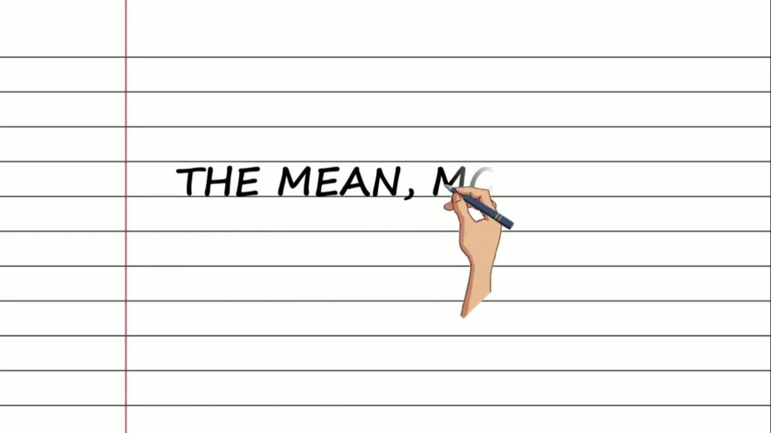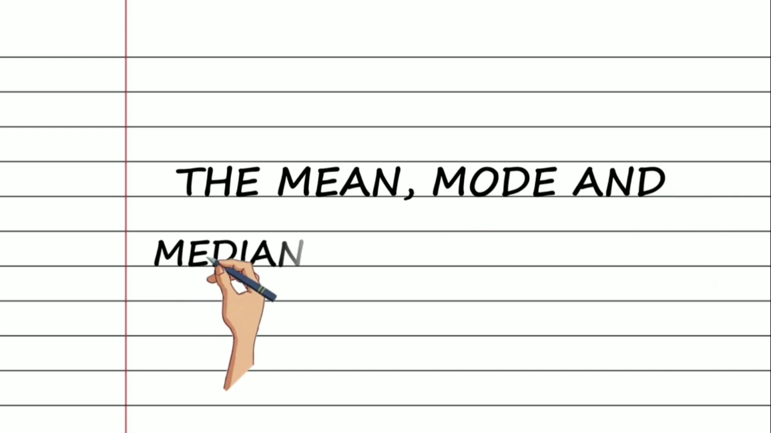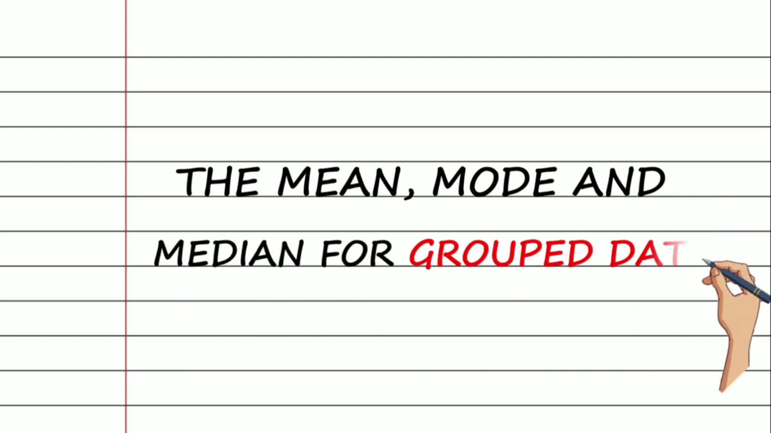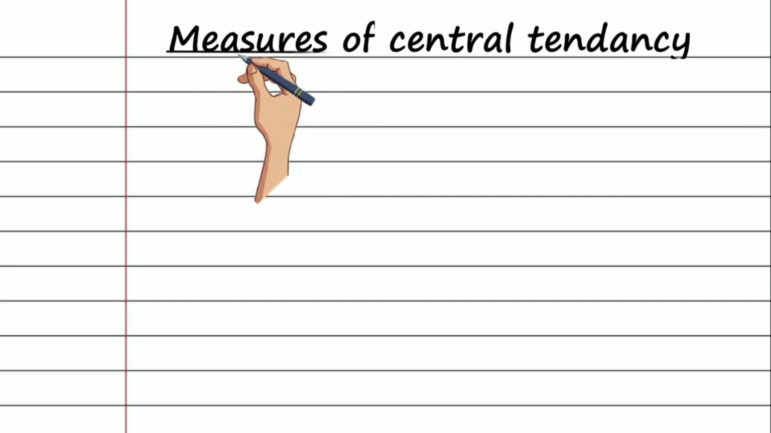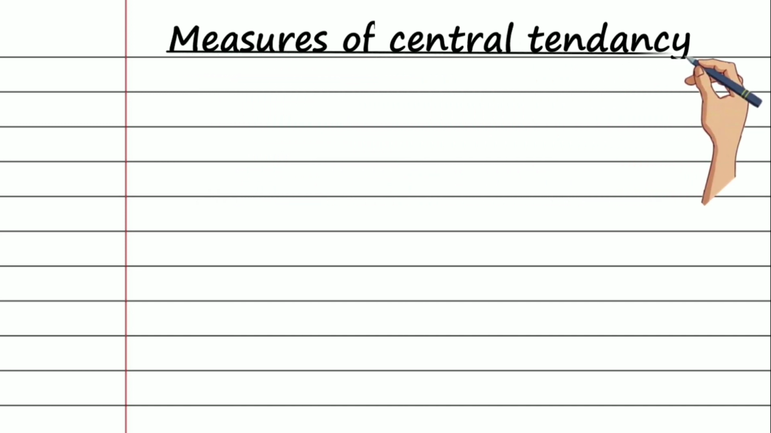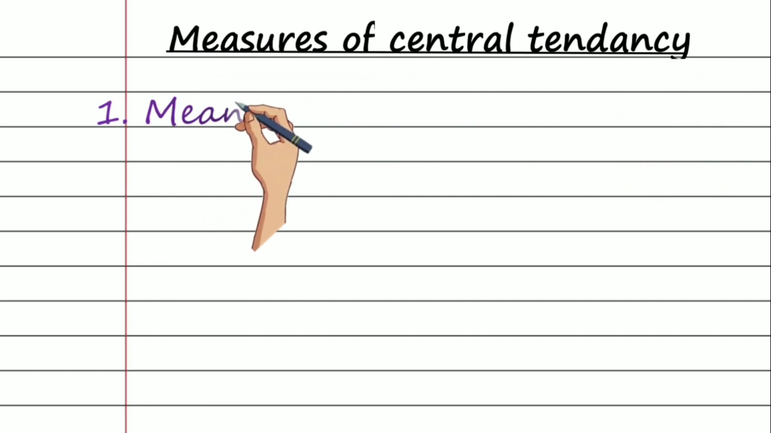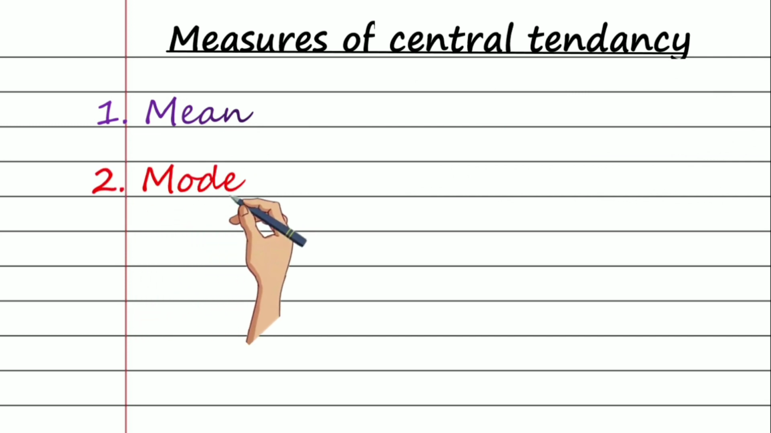Hey everyone, today's video tackles how to find the mean, median and mode for grouped data. These three are measures of central tendency, which means they help us summarize a dataset using a single value representing its middle or most typical value. In simpler terms, they tell us where the center point of the data lies.